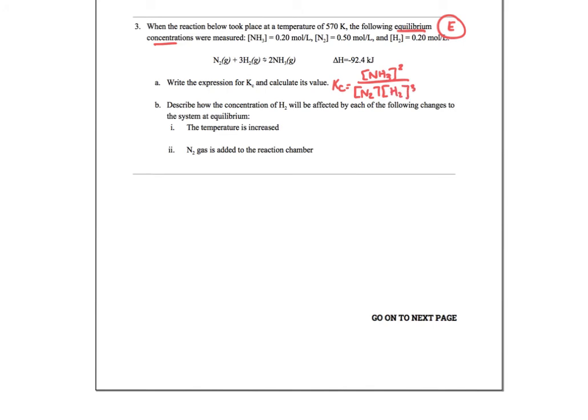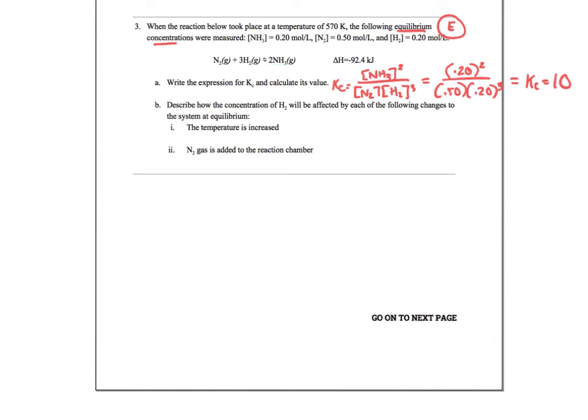Notice I'm using molarities instead of partial pressures because they gave me molarities in the problem. If they gave me pressures, then I would do Kp. But they also asked for Kc. All right, so now we want to calculate. So all I need to do is plug in my equilibrium values. And K does not have a unit, so Kc in this case is equal to 10. Because it's bigger than 1, that means my product is favored at equilibrium.